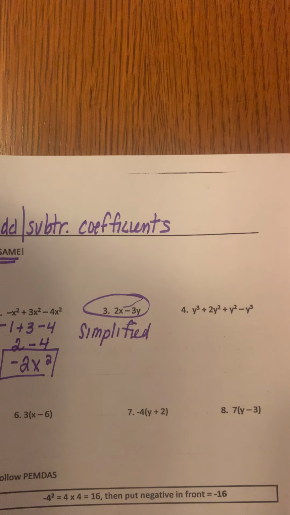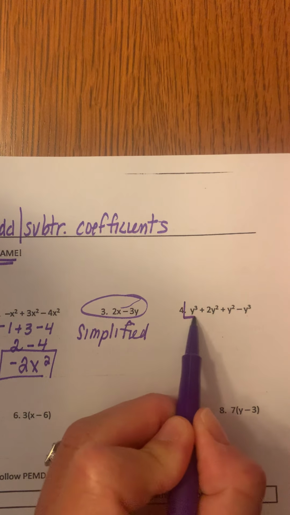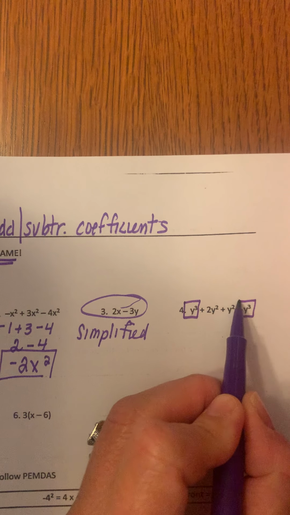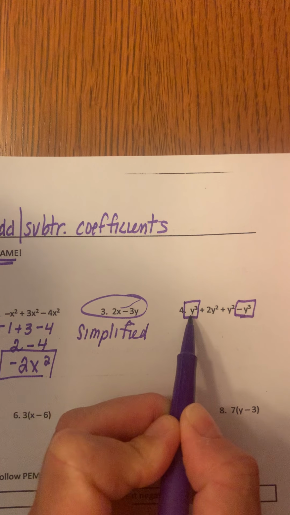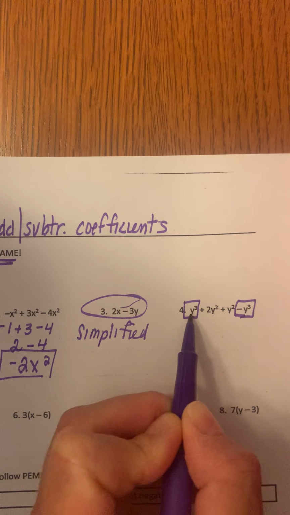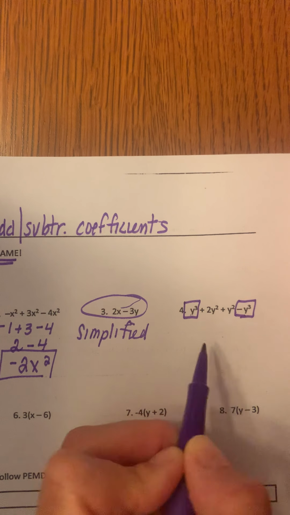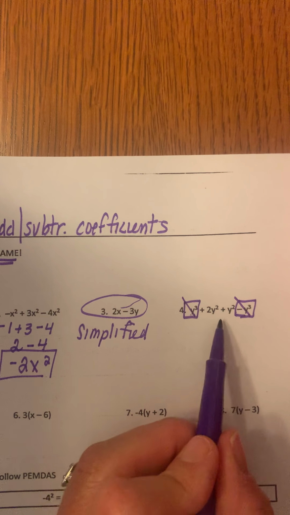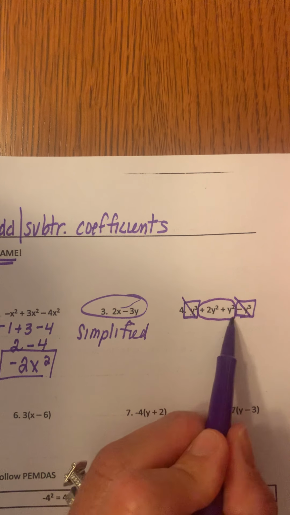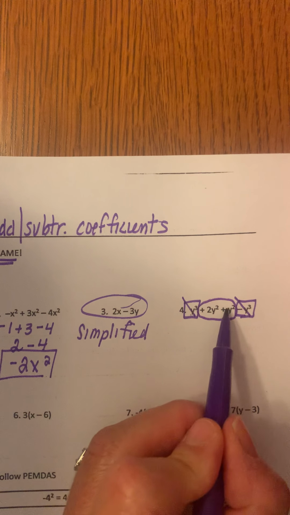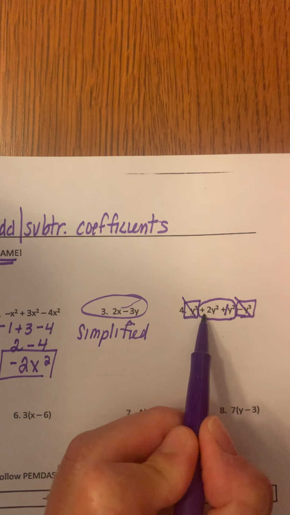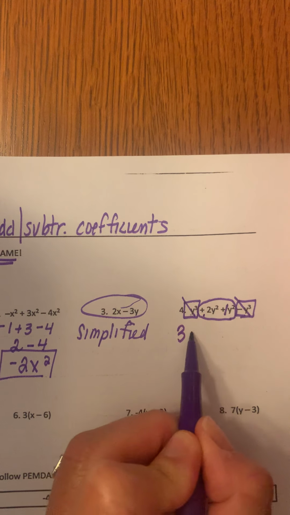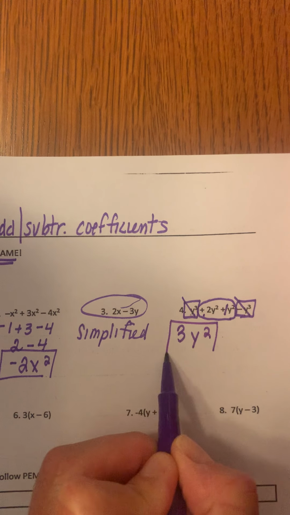And the last type of problem here, you have y to the third minus y to the third. Well, if y to the third, let's say, was 5, 5 minus 5 is just 0. So these guys cancel out. You then have 2y squared plus y squared. If it helps, throw in that 1 there. So 2 plus 1 is 3y squared. And that's it.